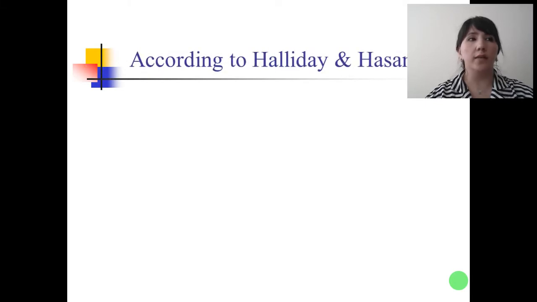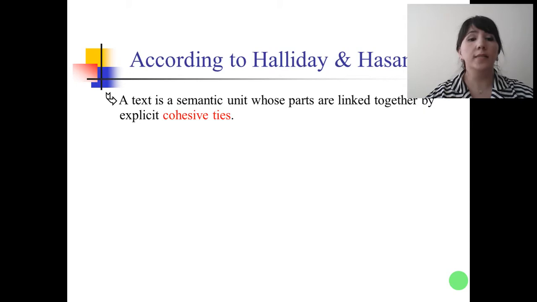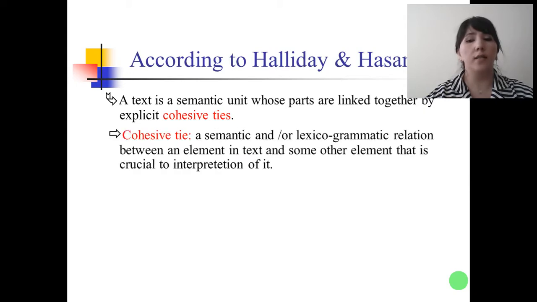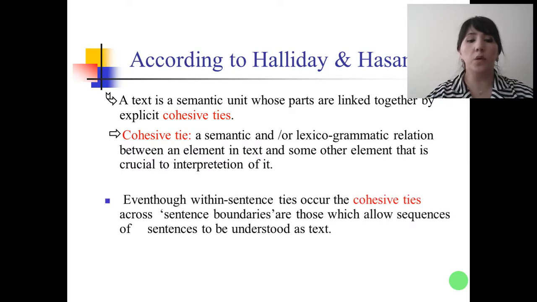According to Halliday and Hasan, a text is a semantic unit whose parts are linked together by explicit cohesive ties. Cohesive tie: a semantic and/or lexicogrammatic relation between an element in text and some other element that is crucial to interpretation of it. Even though within-sentence ties occur, the cohesive ties across sentence boundaries are those which allow a sequence of sentences to be understood as text. Cohesion therefore defines a text as text.